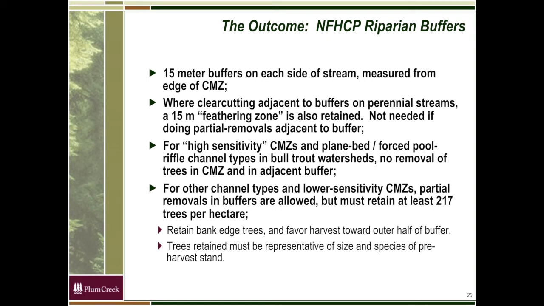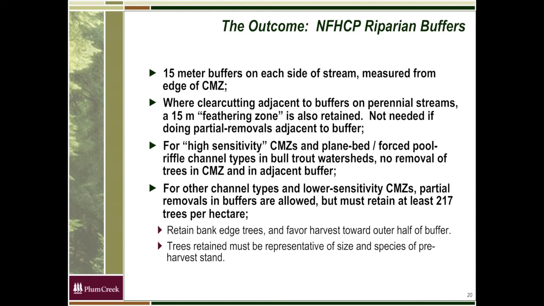The outcome for us and our strategy was that we had 15-meter buffers, 50-foot buffers on each side of the stream measured from the edge of the CMZ. This doesn't necessarily mean from the ordinary high water mark. It was from the CMZ. So we incorporated that. Where clear cutting was adjacent to the buffers, we then put a feathering zone, an additional 50 feet, 15-meter feathering zone on that.